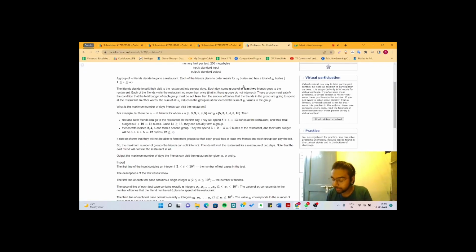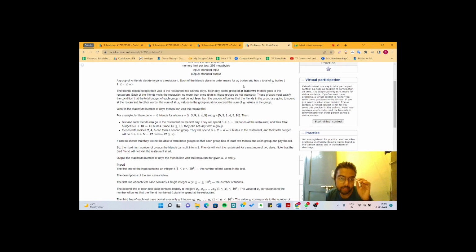The statement of problem D is this: there are n friends, and each friend has some money. Burls imply money here. The ith friend orders for xi burls and has yi burls with them. So the person whose xi is more than yi is basically ordering more than he has. And the person with a higher yi than xi has more money than he's ordering for.